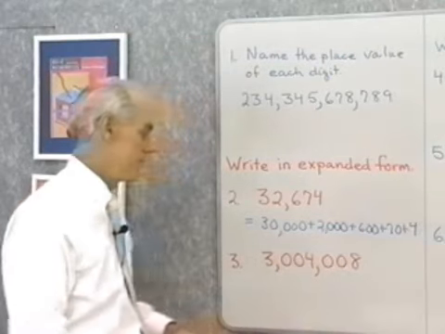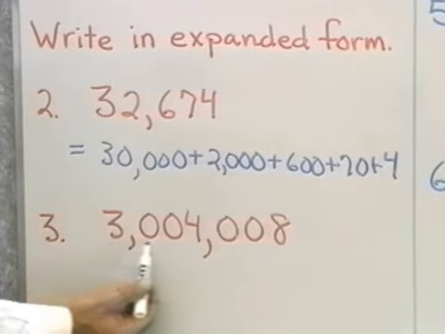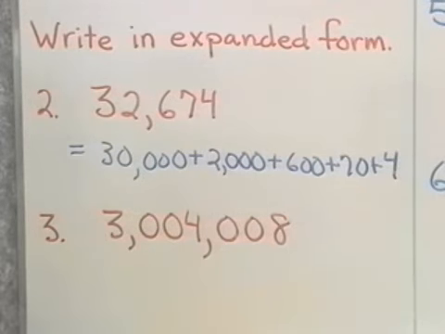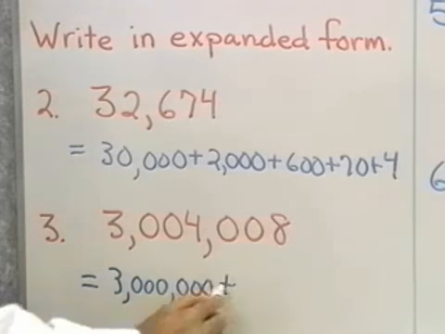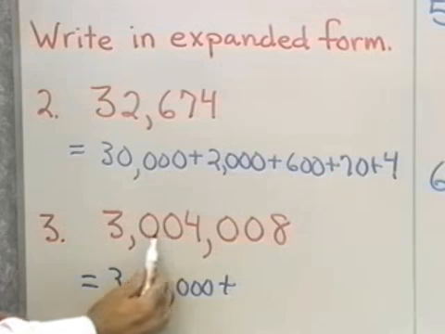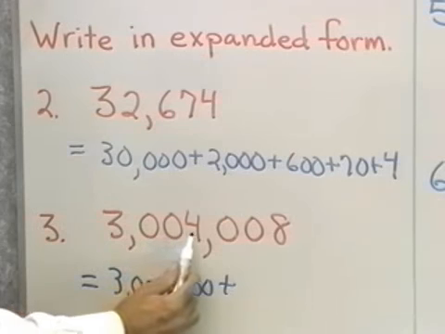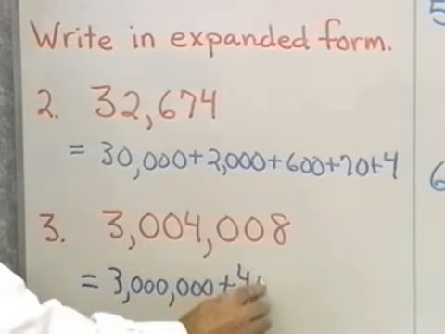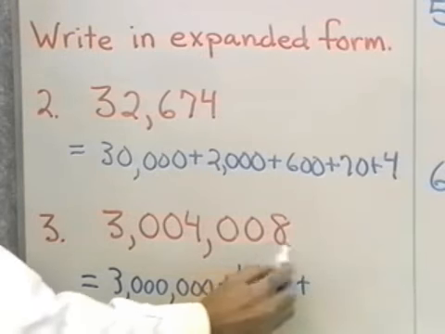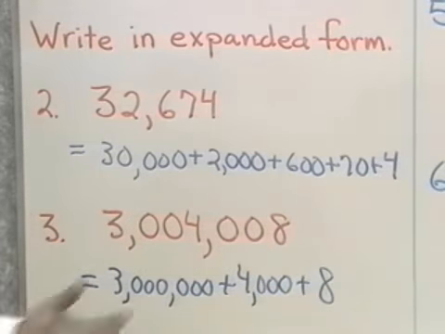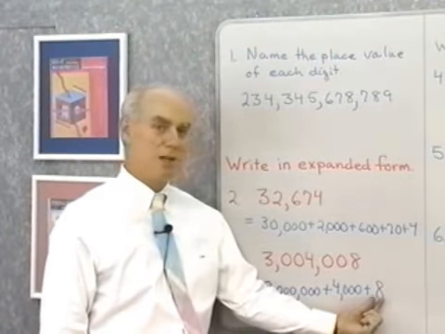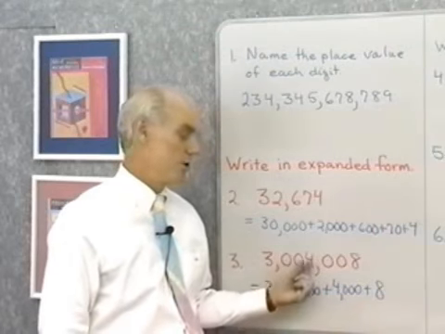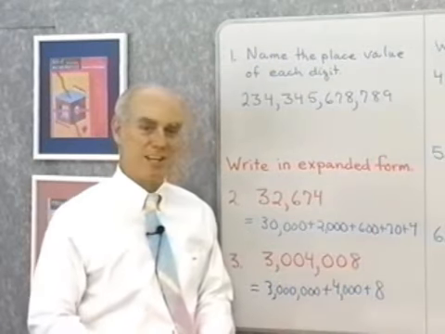Here's our next example. We want to write this number, 3,004,008, in expanded form. So I'm going to write this as 3 million plus, now I'll skip these two place values right here because I have 0 of them, to 4,000 plus, and here I have 8. So in expanded form, this number right here looks like 3 million plus 4,000 plus 8. And isn't that the same as 3,004,008? Let's look at our next example.